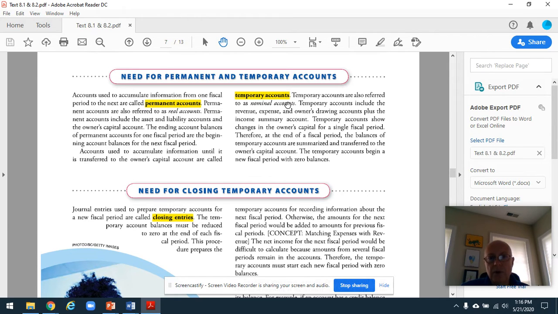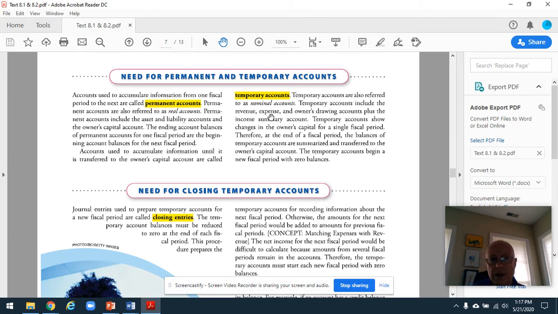Okay. Temporary accounts are also known as nominal accounts. These get closed out at the end of the month. So it's our revenue, our expenses, and our owner's drawing account. All right, this also includes our income summary. The income summary exists as a process-oriented account. We don't close it out. What we're going to do is once we close all the revenue, expense, and drawings to the income summary, we're going to close the income summary to the owner's capital account.